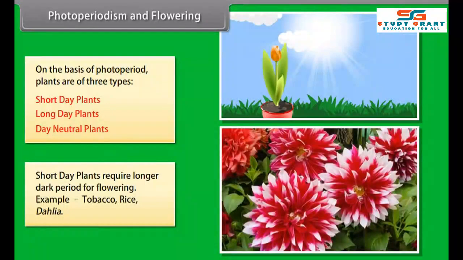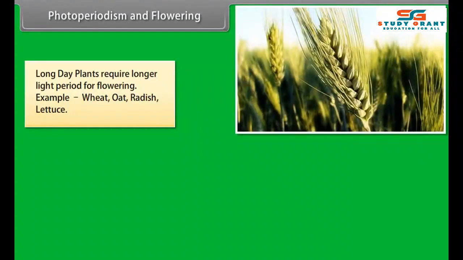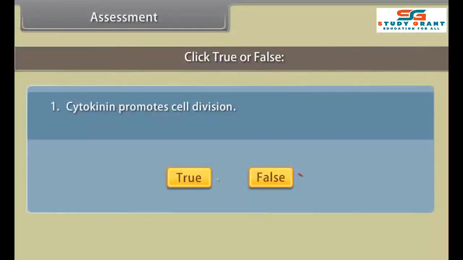Short day plants require longer dark period for flowering. Example, tobacco, rice, dahlia. Long day plants require longer light period for flowering. Example, wheat, oat, radish, lettuce. Day neutral plants are not dependent on photoperiod for flowering. Example, tomato, sunflower.